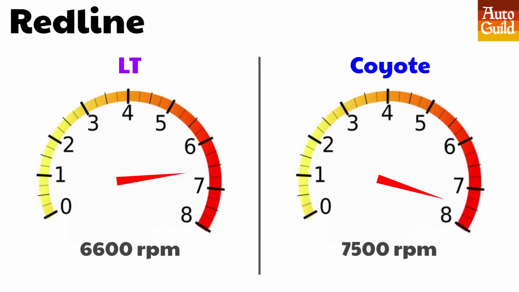Redline, the LT is really similar to the LS. Actually, according to GM, it's the same. On the Coyote side, as you would expect from a dual overhead cam engine, it can rev. It needs to rev, actually, to make its power. 7,500 redline on the Boss 302. But the GT350 with its flat plane crank can go way higher than that.